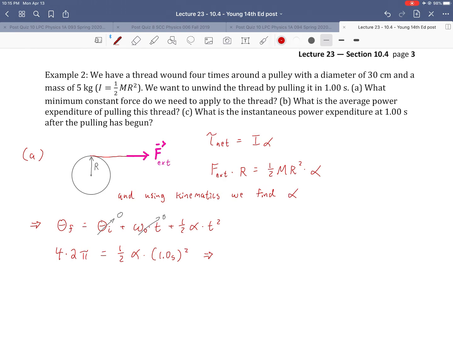And so then when I solve for alpha, if you think about it, I have 8 pi, and then I get 16 pi, and then I divide by t squared. In this case, it's just 1 second. So I'm just going to get an alpha of 16 pi radians per second squared.